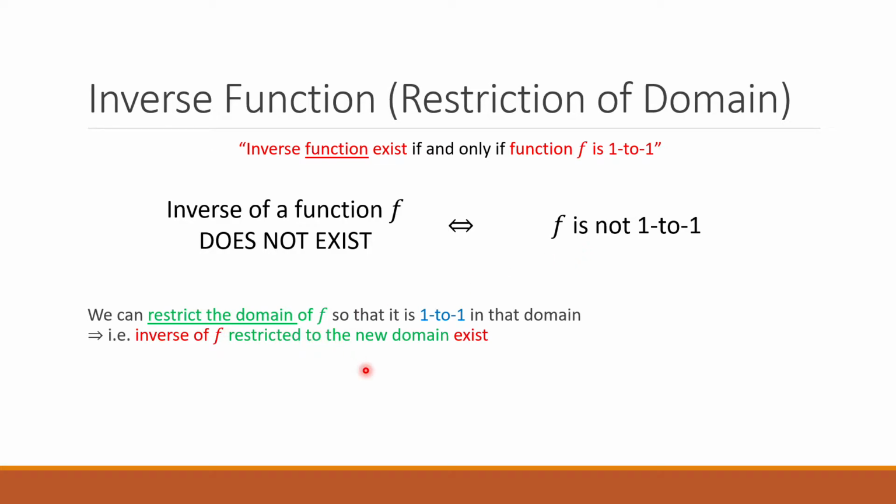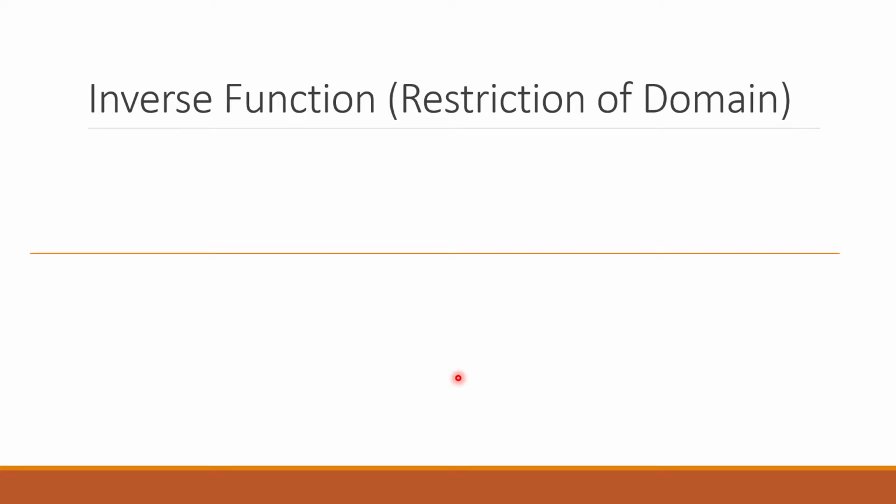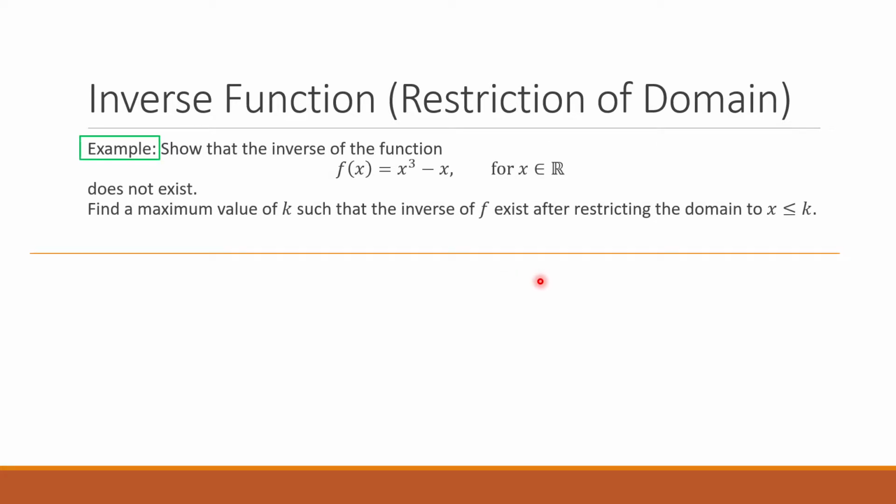Restricting the domain actually means that instead of using the full graph of the function, I would take only a portion of the graph, such that that portion of the graph is one-to-one. The function is one-to-one. This is what we mean by restricting the domain. Under this new domain, because it is one-to-one, we say that the inverse can exist. So let's look at an example of how we can restrict a domain to allow the inverse to exist.